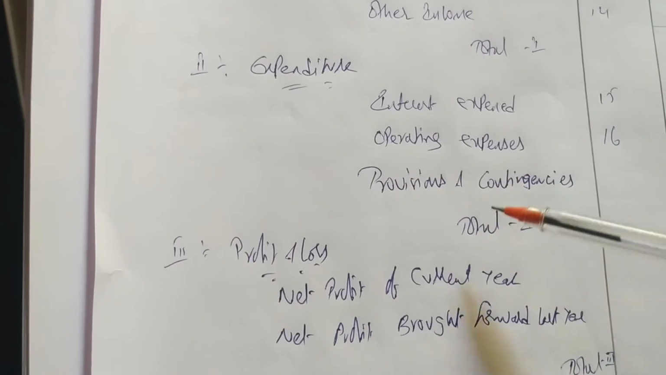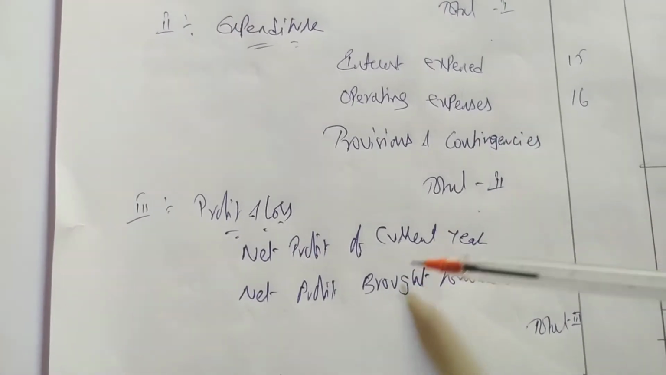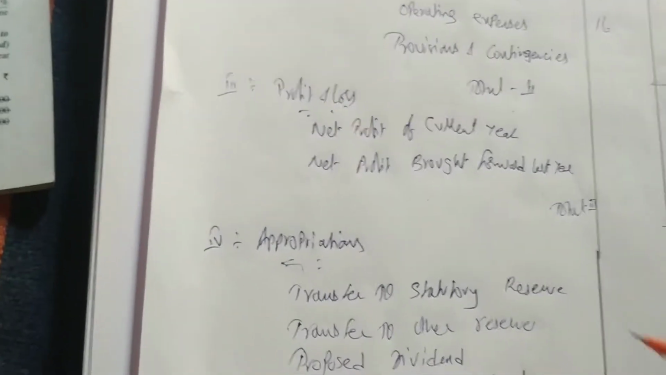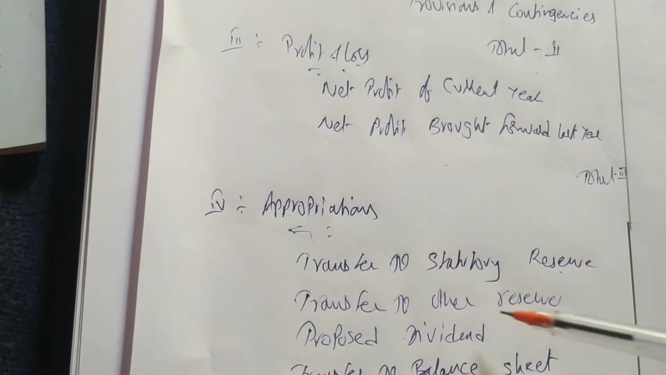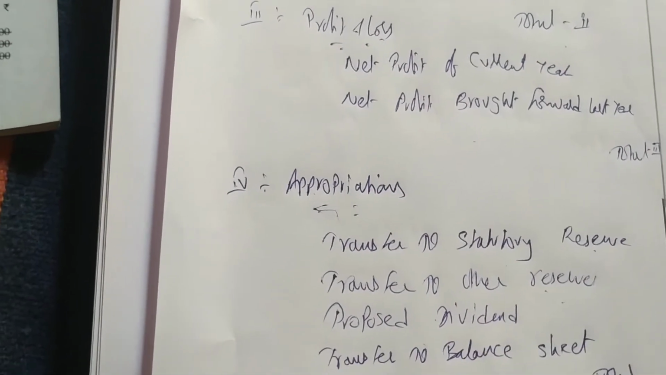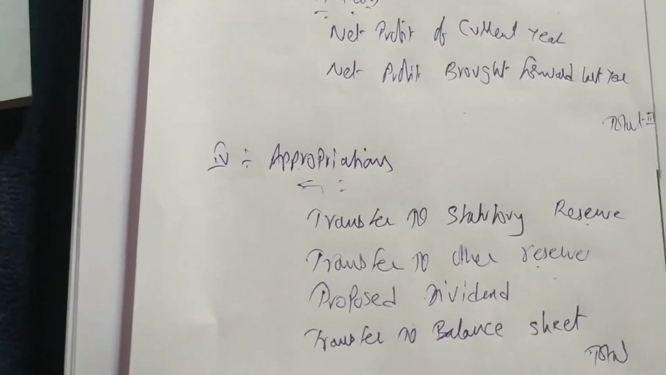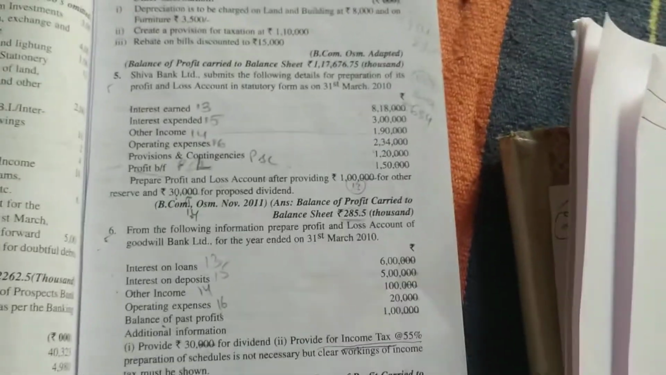So from income you take out expenditure, we get profit of current year. This is last year profit. Then we have the appropriations: transfer to statutory reserve, transfer to other reserves, proposed dividend, transfer to balance sheet. We have to do total also. Okay, so let us start solving this problem.